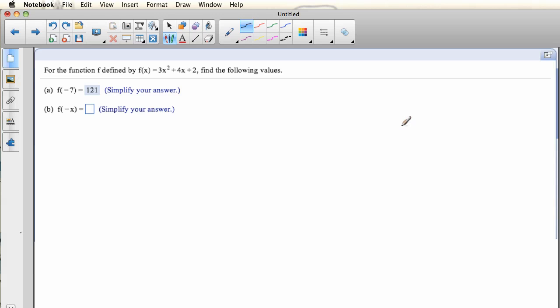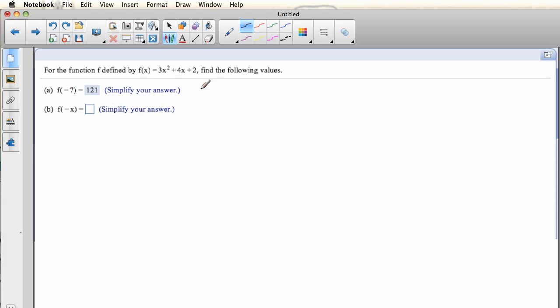In this problem, let's jump down past the first part. It's pretty straightforward. We don't need to get that up there. We know the idea is that we have to plug the number -7 in for x in this formula, and we get 121 in this case. And the only thing to be careful about there is that you're using the minus sign correctly.